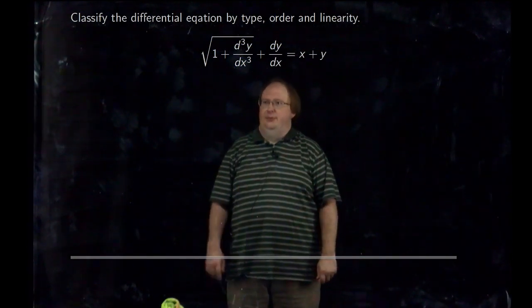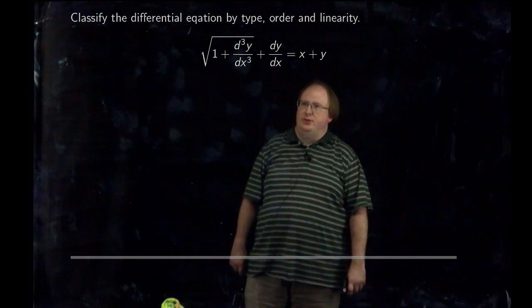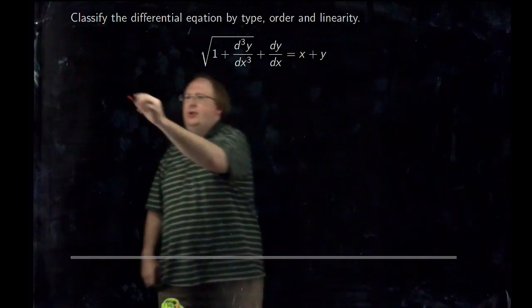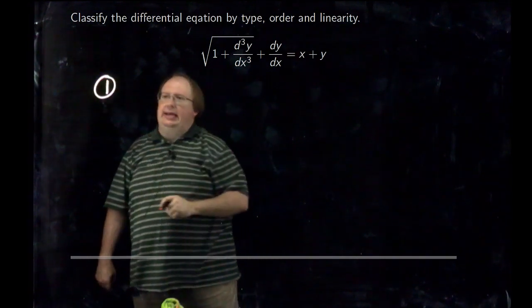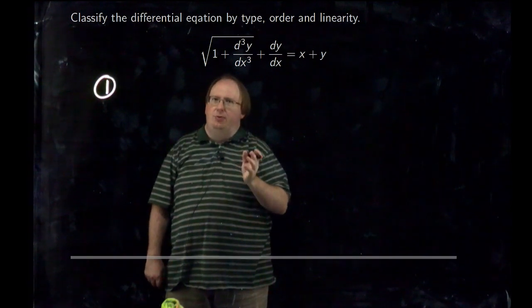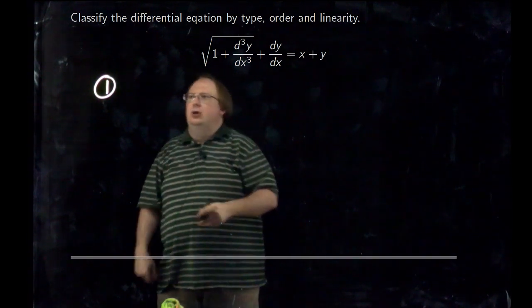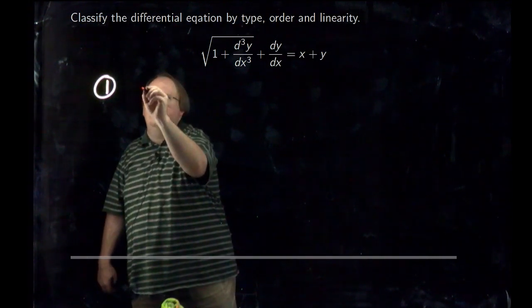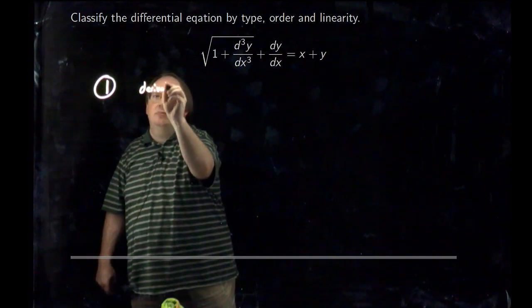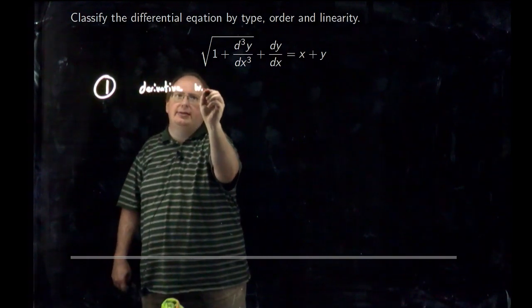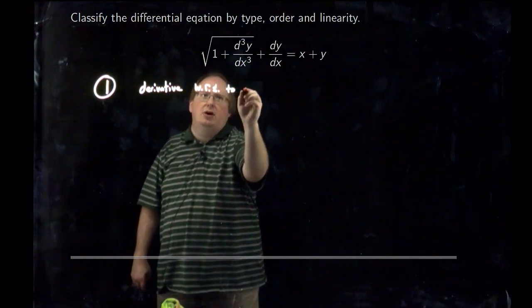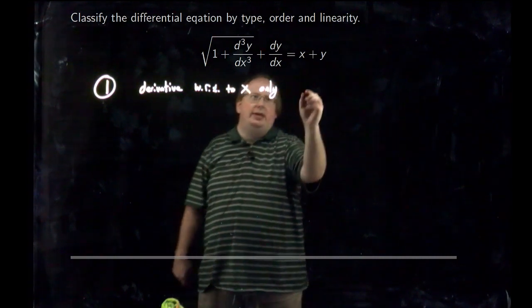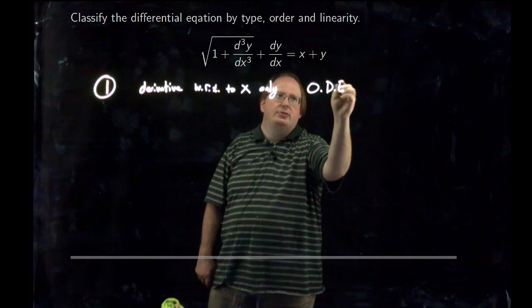All right, let's try another example. This one says classify the differential equation by its type, order, and linearity yet again. So the first thing I'm going to notice is that each one of these has the derivative with respect to x. So basically, because I'm only taking the derivative with respect to x only, we see this is yet another ODE, ordinary differential equation.